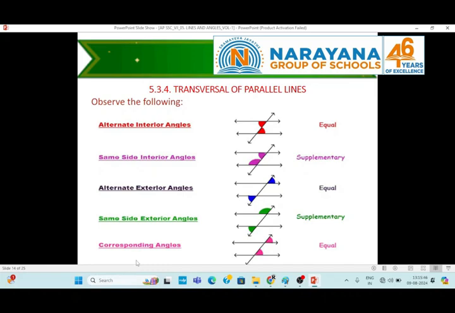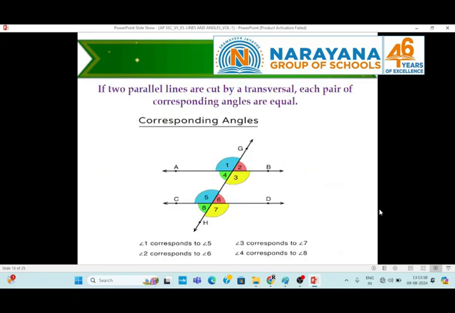Corresponding angles are always equal. In this pair, the angles are on the same side of the transversal. One is exterior and one is interior. Now, check it individually. If two parallel lines are cut by a transversal, each pair of corresponding angles is equal. As we discussed in the previous slide, corresponding angles are on the same side of the transversal, one exterior, one interior.